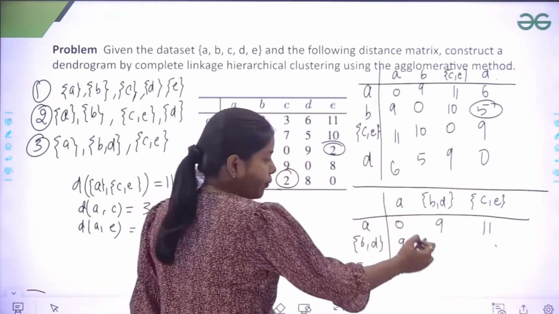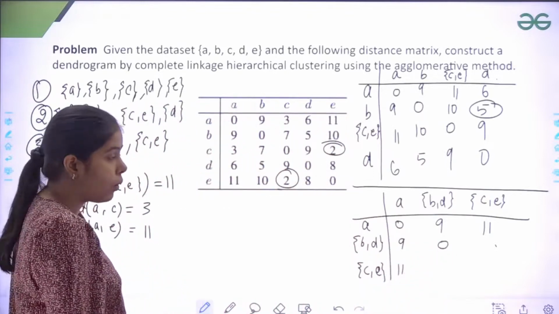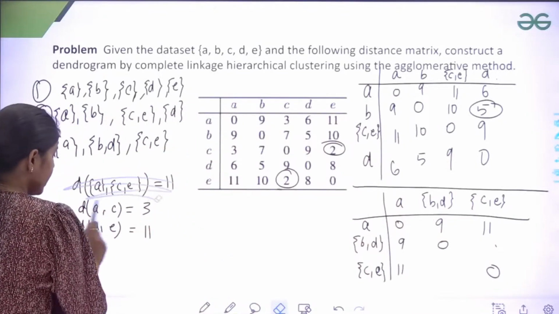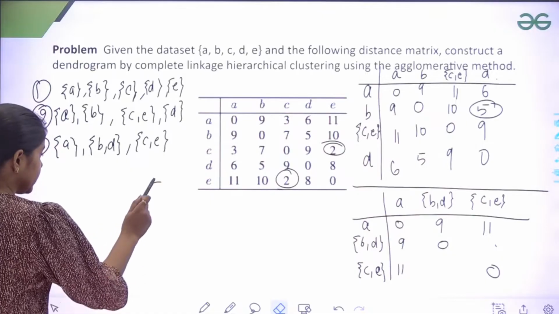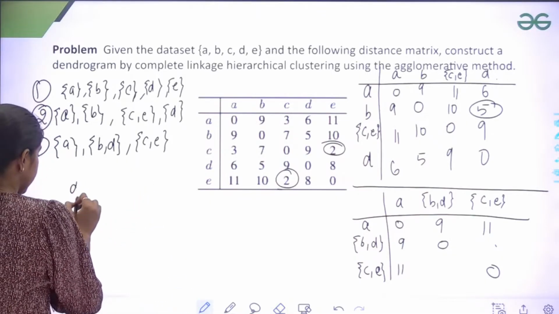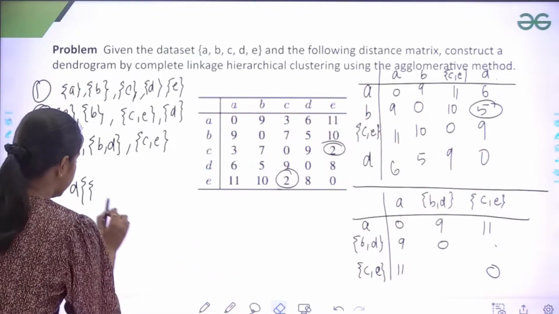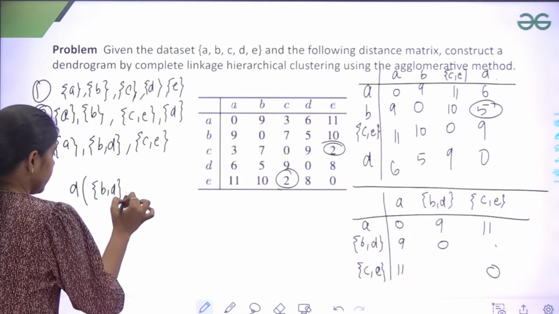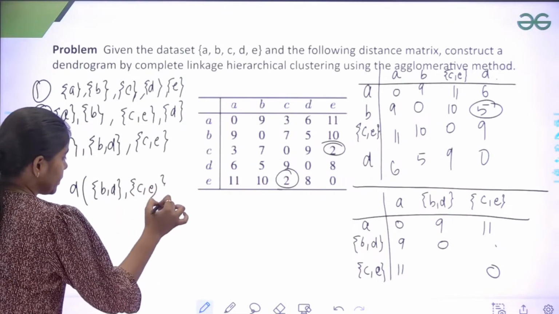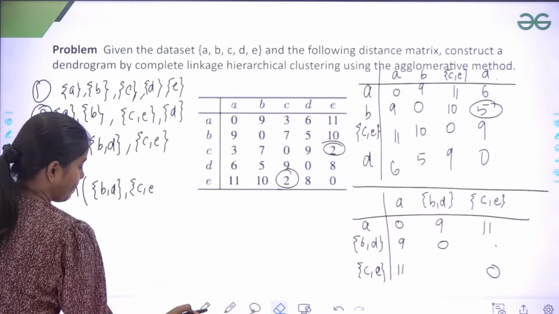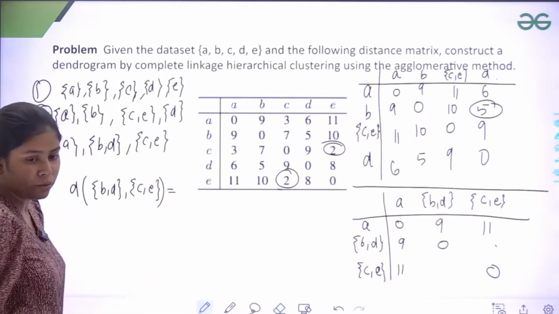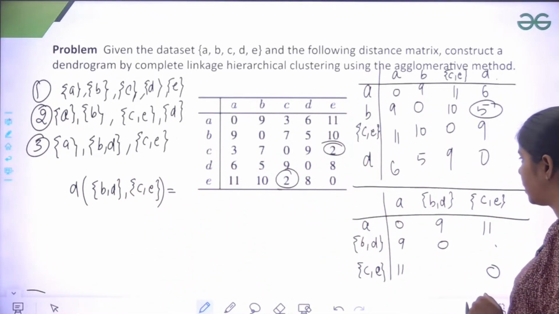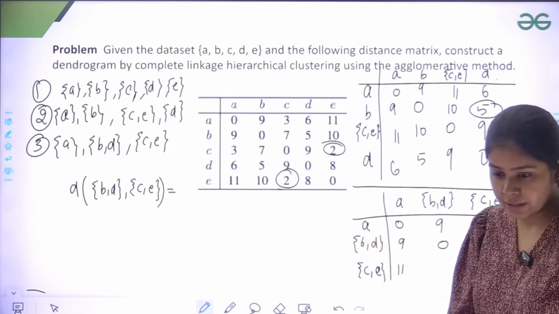Now next thing is distance of BD with BD is 0. Right? Only thing I have to find out, that is distance of BD comma CE. Guys, this thing you have to tell me, what is the distance of BD comma CE. Distance of two clusters B comma D comma C comma E. Just find out this distance. Let me know, guys, what would be this distance. Right. That would be 6. This would be 6. So you are telling me 6 for this.